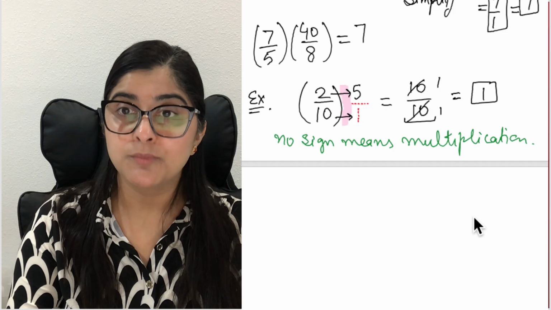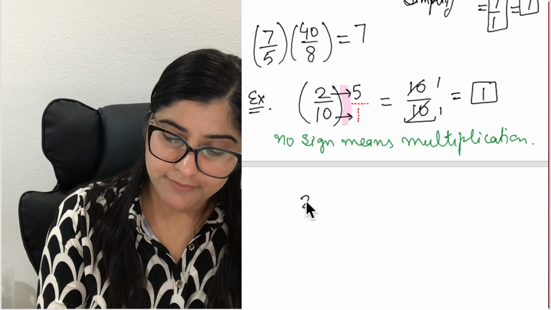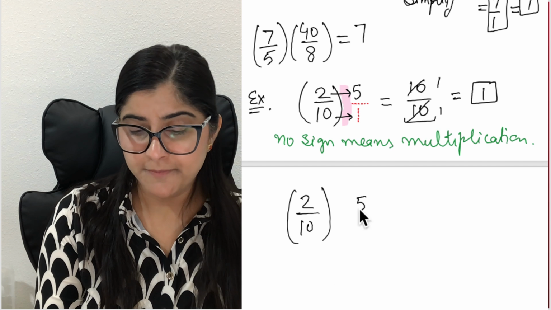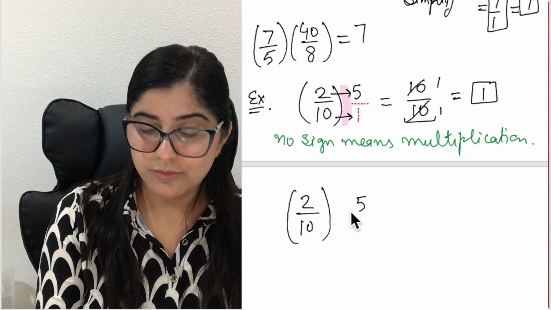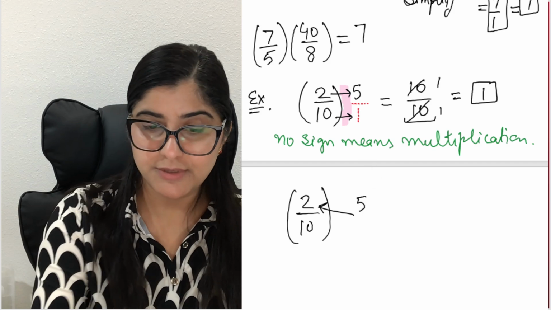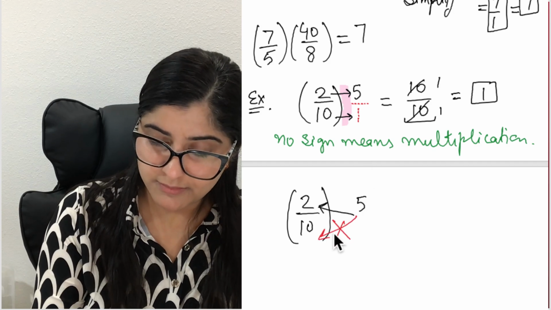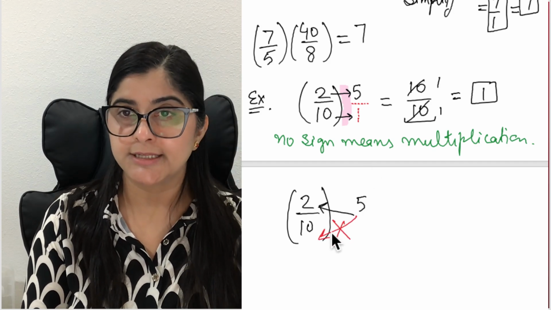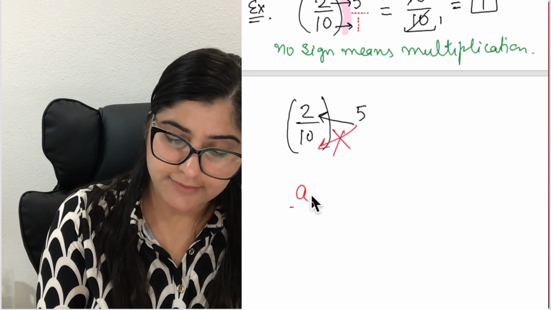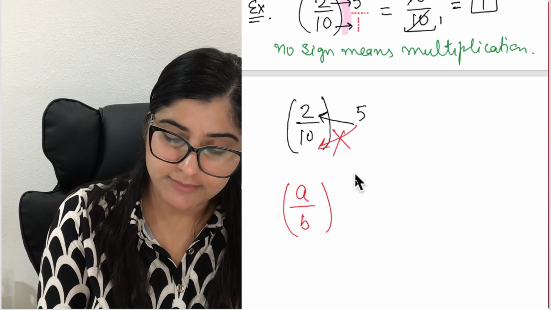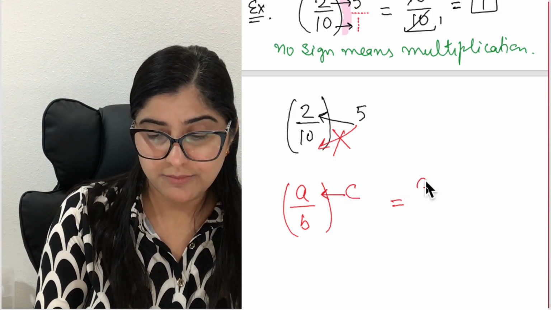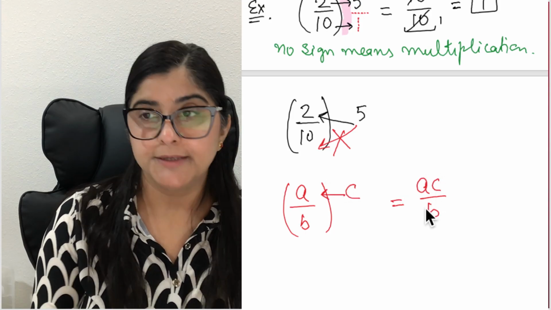So here, what is the point to note? If we have a fraction multiplied by a whole number, we multiply the whole number just with the numerator only. It doesn't have to do anything with the denominator. We don't multiply this with the denominator. That is wrong. In general, we can say that if you have a over b times c, c is only multiplied to the numerator. This is ac over b.